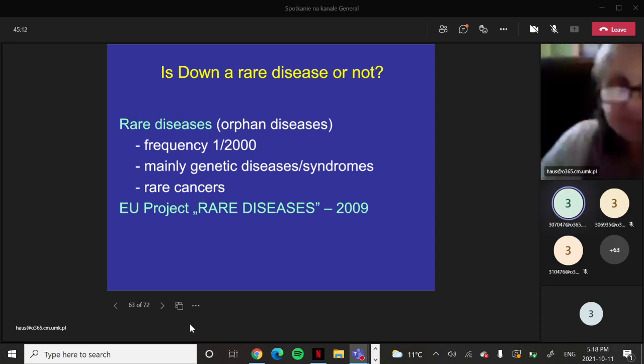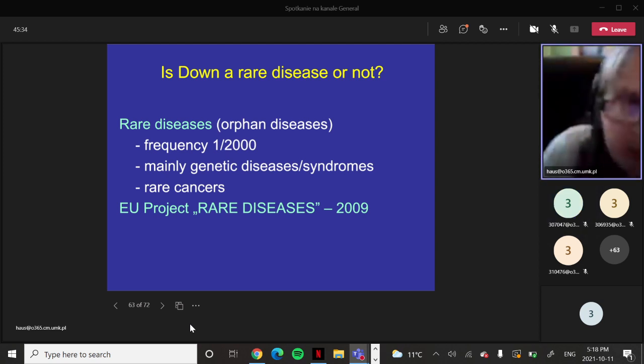I don't know about the statistics, but I think there are a lot of people who have Down syndrome, and some people are more sick, not more sick, it's wrong to say sick, but more than others. Yes, and the general frequency of Down syndrome is higher than 1 in 2,000. Yes, it is about 1 in 700.